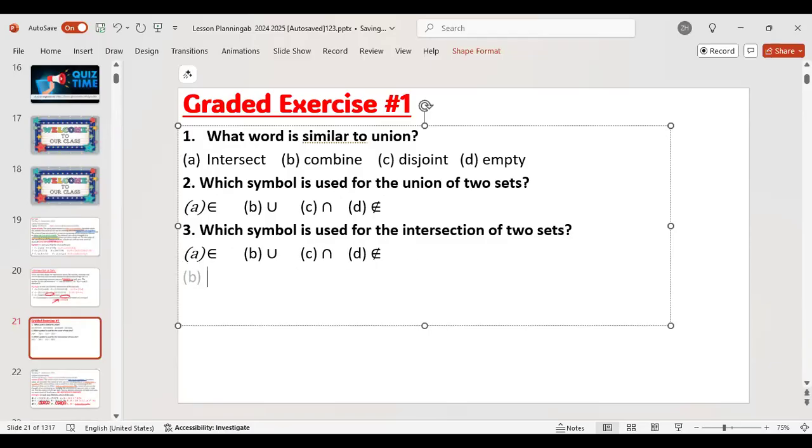And number 4. Find the union. I thought the E was element. Find the union. You don't have to give out the answers. Find the union of the two sets.